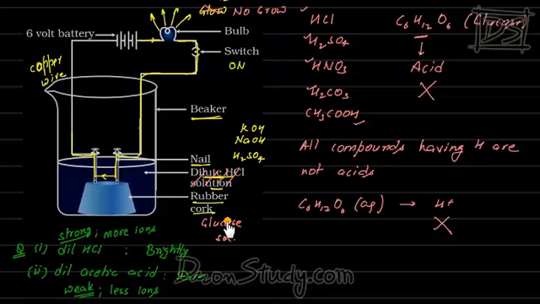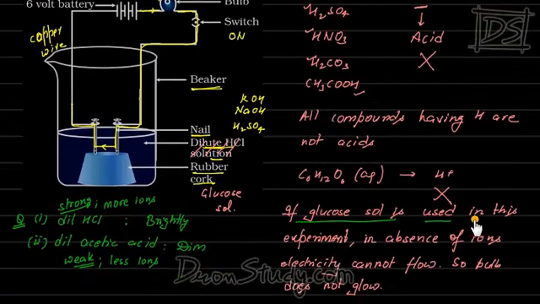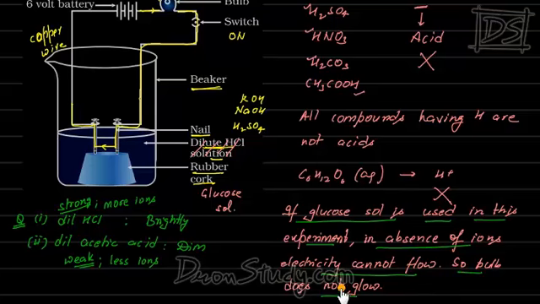Because this solution is not able to produce any ions. And because there are no ions here, electricity will also not be conducted. And if electricity cannot be conducted, the bulb will not glow. With this experiment, it can be proved that glucose does not make any ion after dissolving in water. So students, here we can write: if glucose solution is used in this experiment, in absence of ions, electricity cannot flow, so the bulb does not glow. It also proves that all the compounds having hydrogen are not acids. Okay?